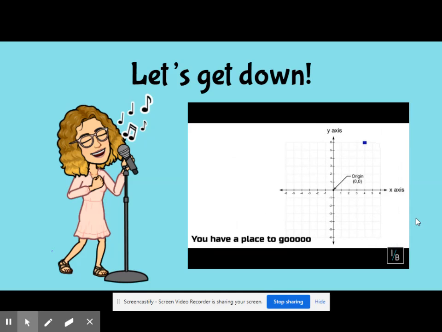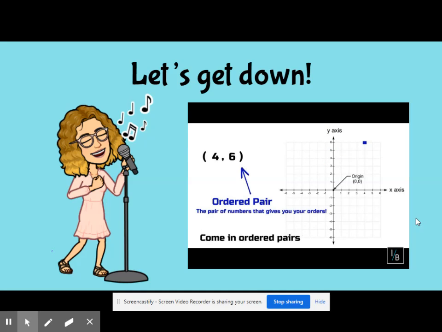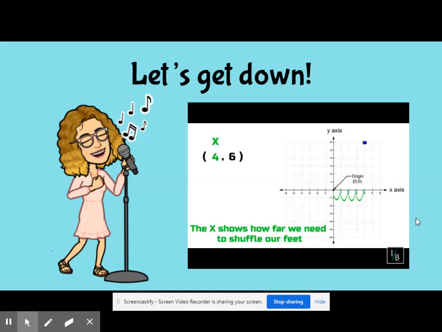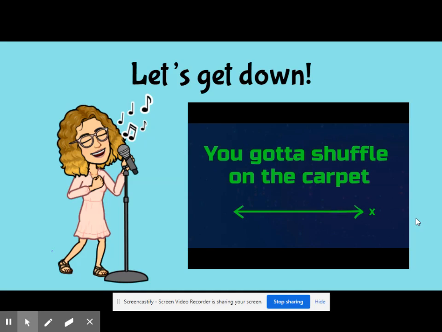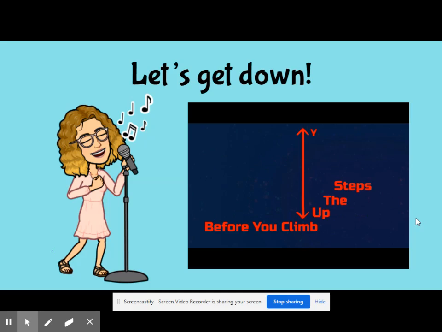You have a place to go when you wanna know where. Directions for this map come in order pairs. The origin is where we start, where the x and y meet. The first number order pair shows how far we need to shuffle our feet. Take it one step at a time. The second number in the order pair shows how far we need to climb or fall, that's why. You gotta shovel on the carpet before you climb up the stairs.